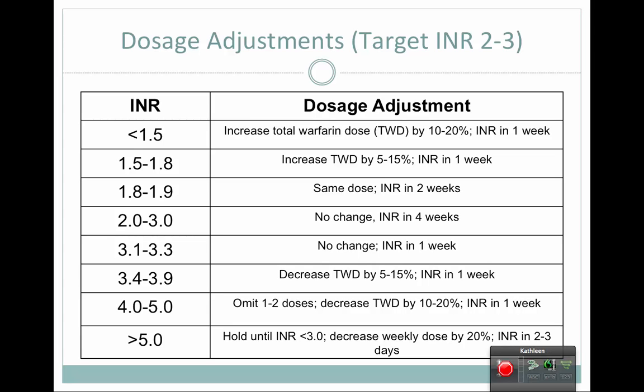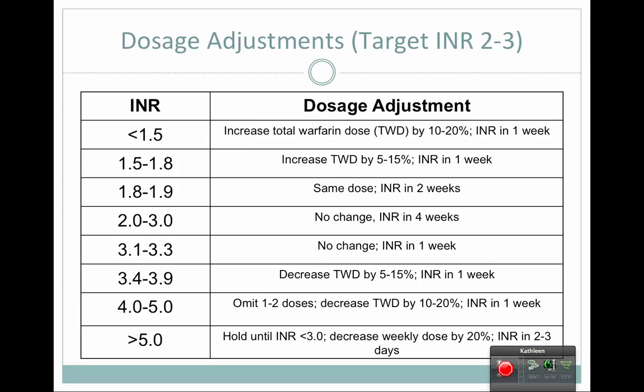Here are dosage adjustments for a target INR of 2 to 3. Most Coumadin clinics have very tweaked protocols on how to adjust the INR, and I think Kathy Polk does all her INR, so it'll be interesting. It's adjusted via protocols. With an INR of less than 1.5, you want to increase the total warfarin dose by 10 to 20% and get an INR in 1 week, might be in a couple days, at least if greater than 3.